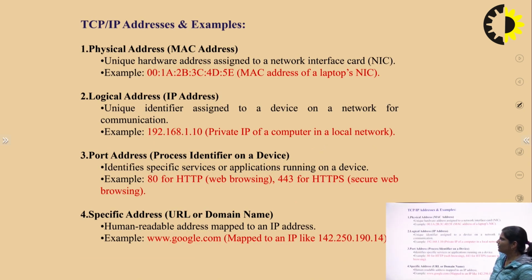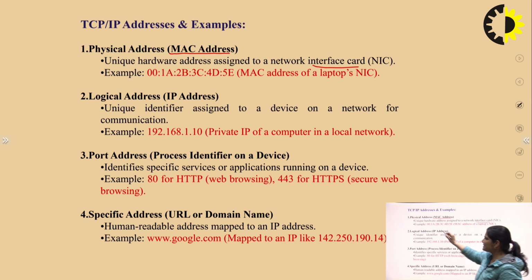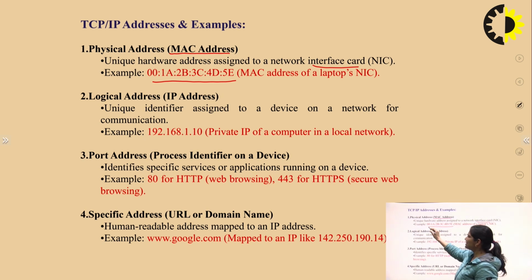Now these are the 4 addressing: physical address, logical address, port address, and specific address. We will discuss all these 4 addressing one by one. Now physical address. Physical address is also known as MAC addressing. It provides a unique hardware address assigned to a network interface card. For example, this is a 6-byte address assigned as the physical address, 00:1A and so on. These are hexadecimal digits, and this MAC address is a 6-byte address.